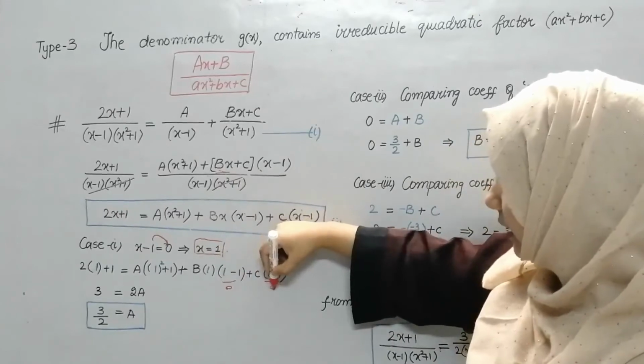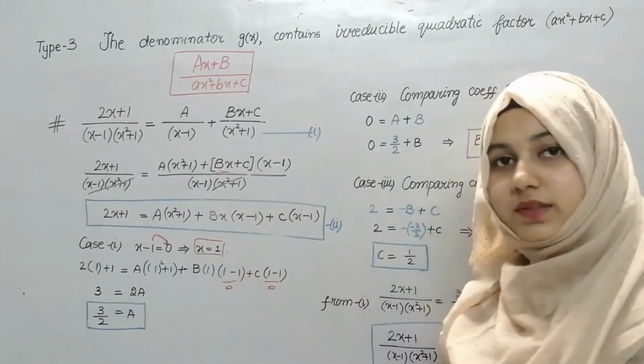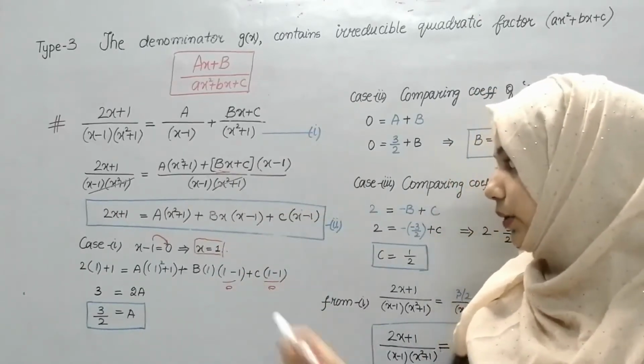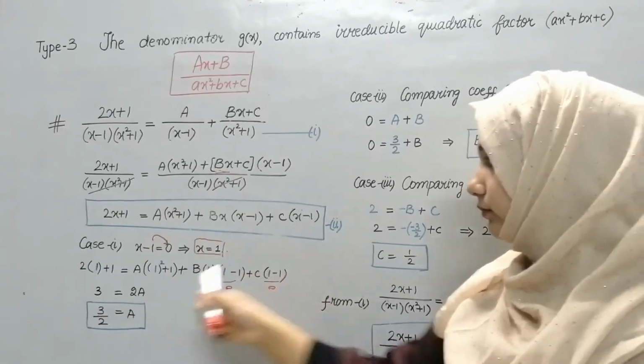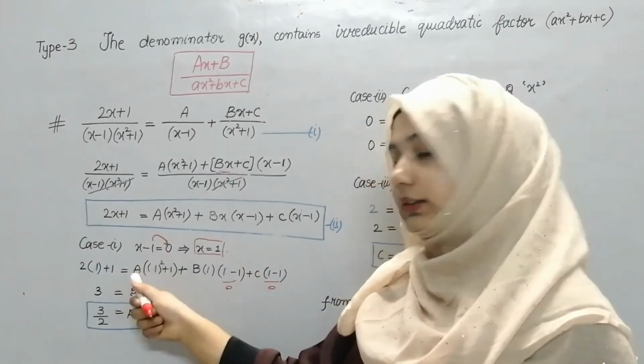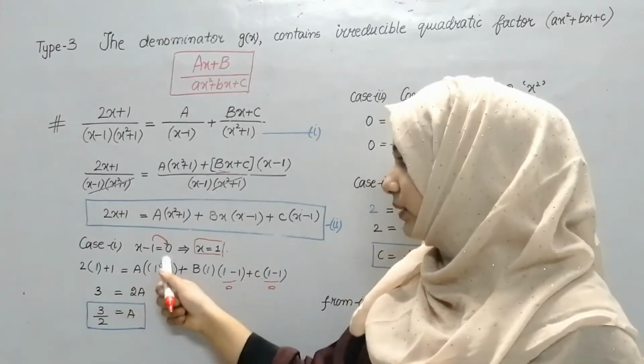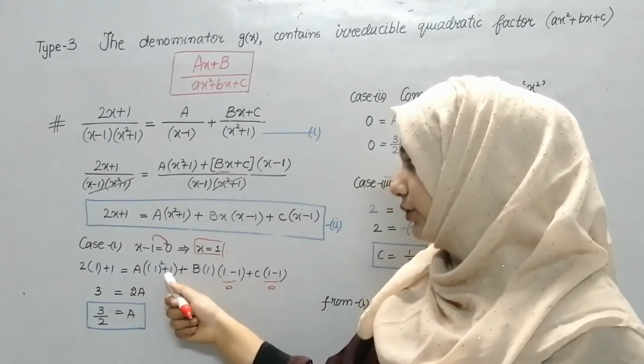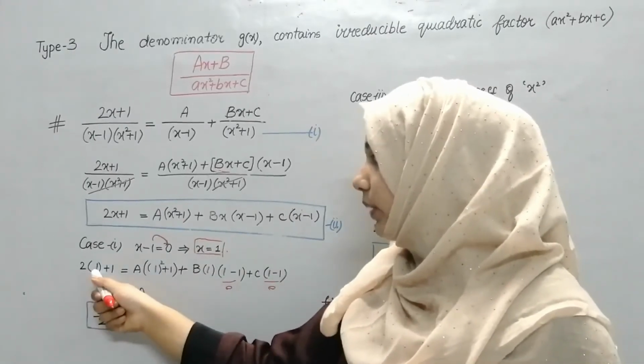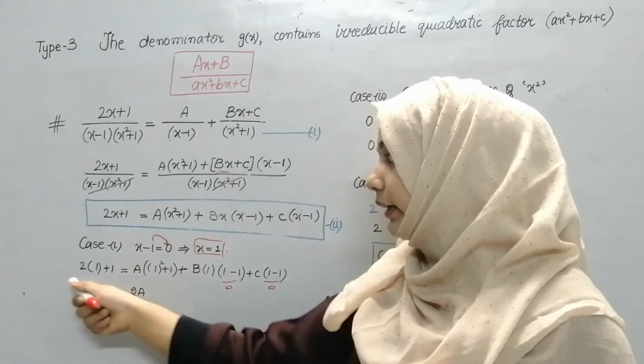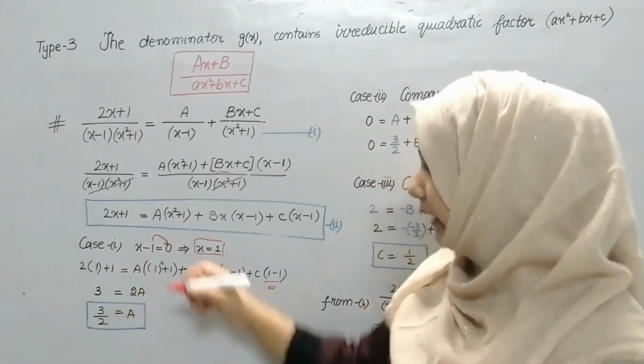So 1 minus 1 is nothing but 0. So 0 into anything becomes 0. So these two terms go. Now what I'm left with? The term A. So 1 square is 1. 1 plus 1, 2. So 2A. Here 2 into 1 is 2 plus 1, 3. So 3 is equal to 2 into A.